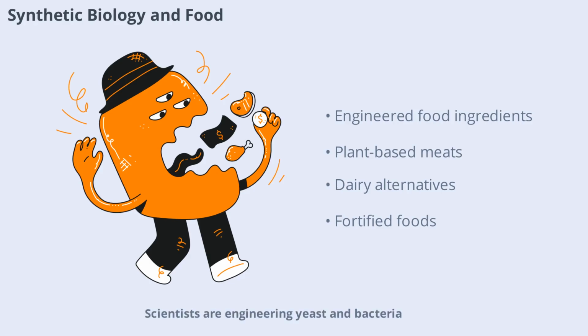The food industry is also benefiting from synthetic biology. Scientists are engineering yeast and bacteria to produce food ingredients like proteins, vitamins, and flavors. This technology enables the creation of plant-based meats, dairy alternatives, and fortified foods that are healthier and more sustainable. Synthetic biology is helping to meet the growing demand for nutritious, environmentally friendly food options.